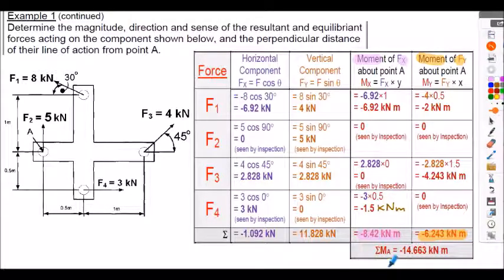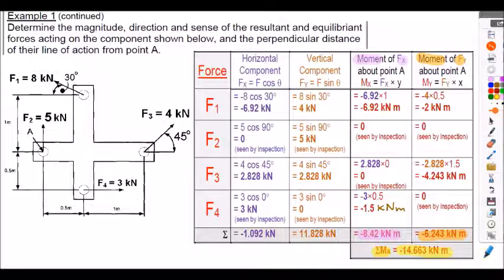If we add up the Mx and the My to get the moment about A, we find we get negative 14.663 kilonewton meters. The negative value associated with the moment about A means that the overall effect of the moments is in an anti-clockwise direction. And that's something we'll consider as the analysis proceeds.